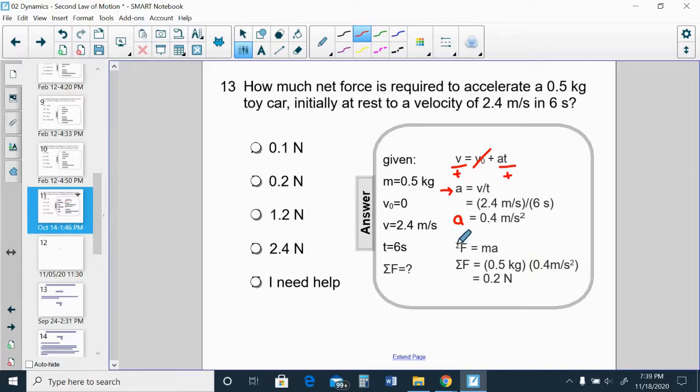So using Newton's second law equation, net force equals mass times acceleration, we're trying to solve for net force. And now we know the acceleration, which we didn't know previously. So mass we know is the 0.5 kilograms. We know that acceleration here is the 0.4 meters per second squared. Multiply those values, plug them in for ma, and you get 0.2 newtons as the answer.